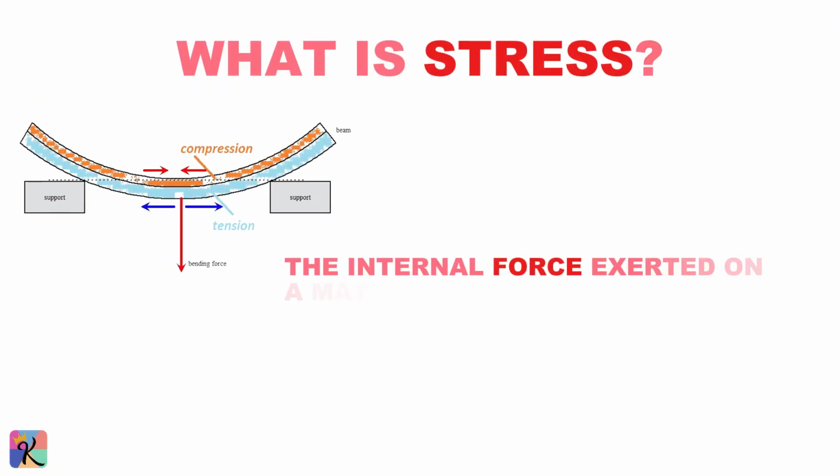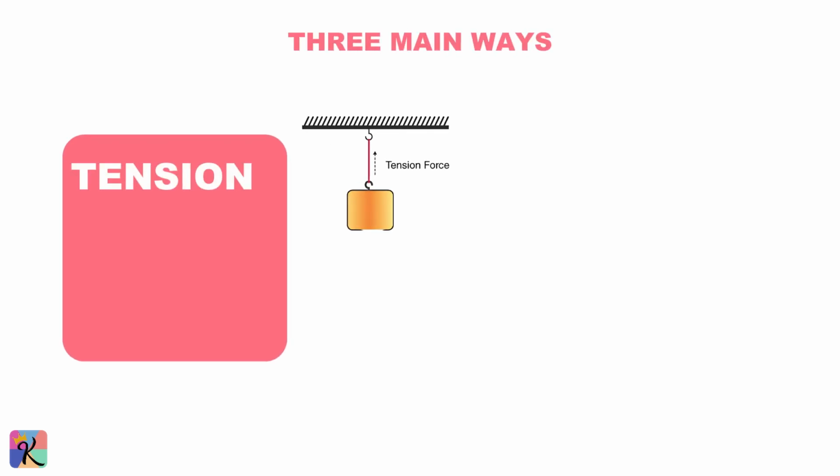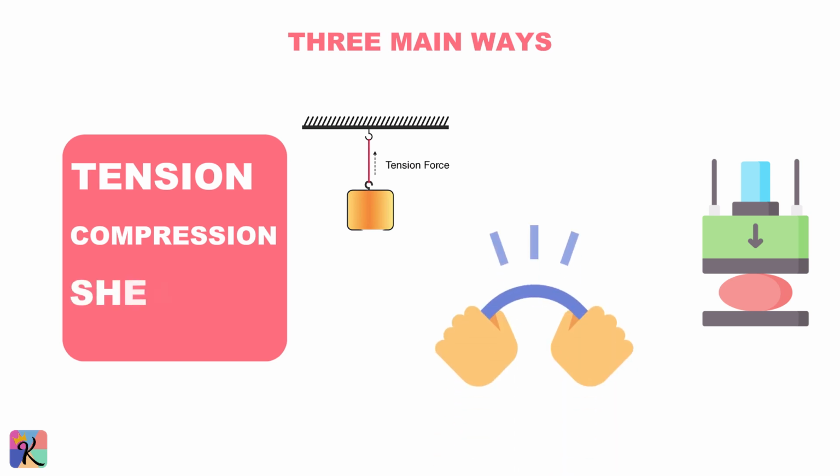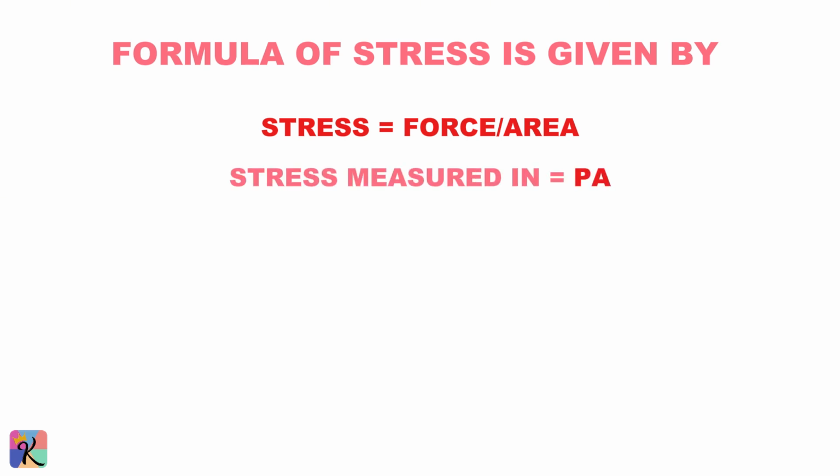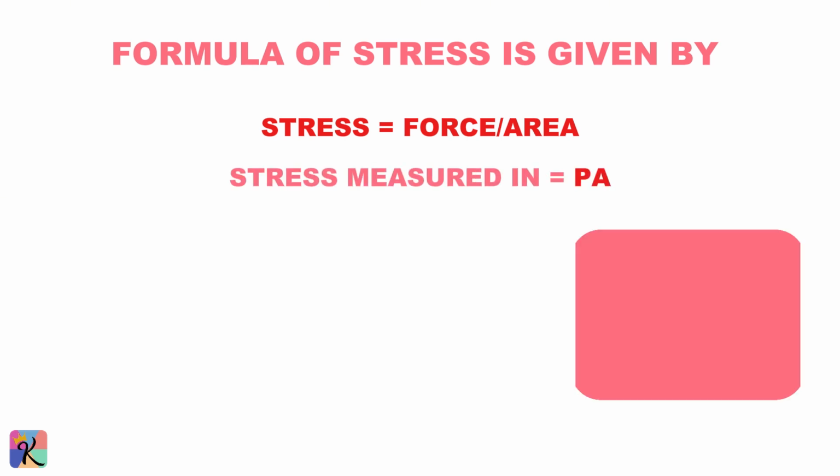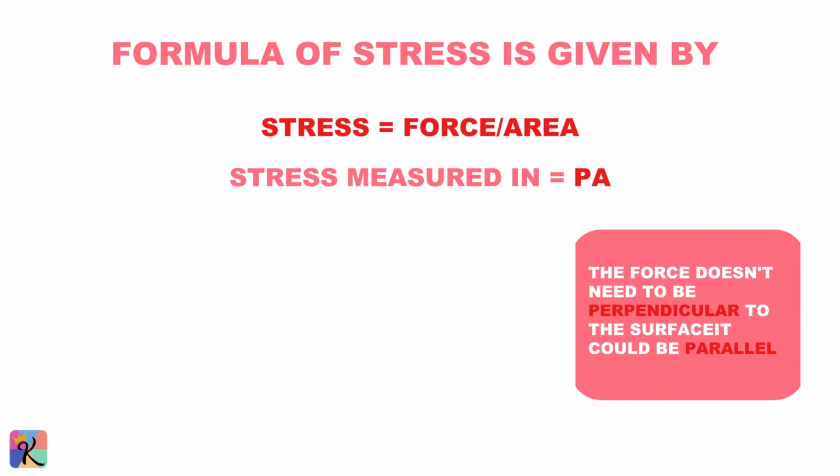What is stress? Stress measures the internal force exerted on a material per unit area, occurring in three main ways: tension, which stretches an object; compression, which squeezes it; shear, which bends it. The formula for stress is given by stress equals force divided by area. Stress is measured in pascals, similar to pressure, although the force may not always be perpendicular to the surface, such as in shear stress.